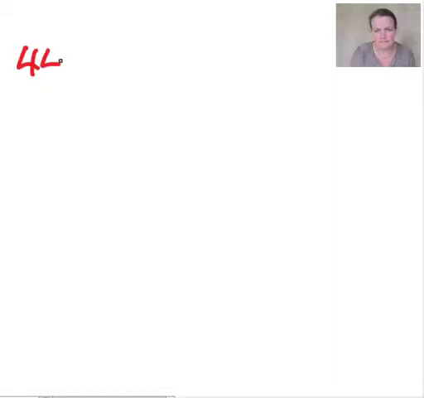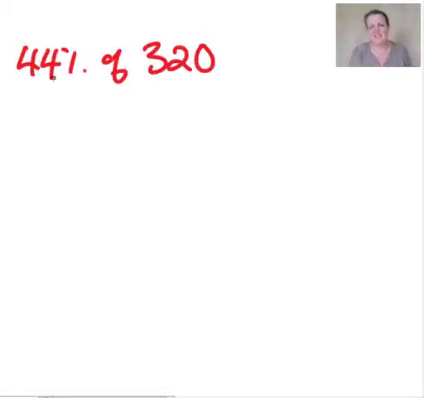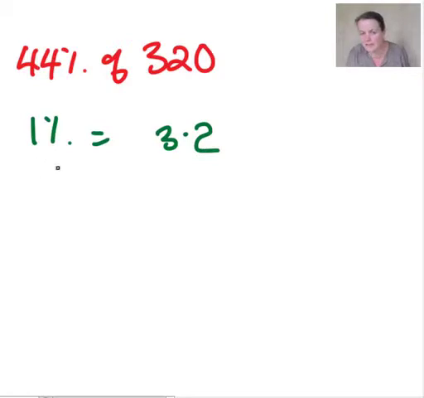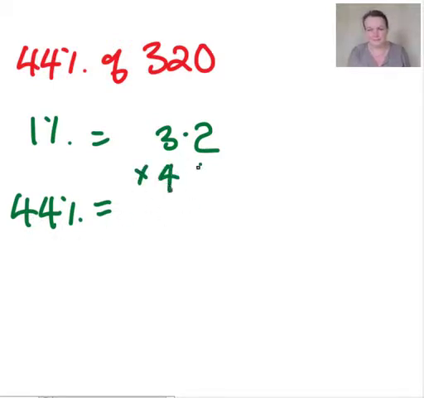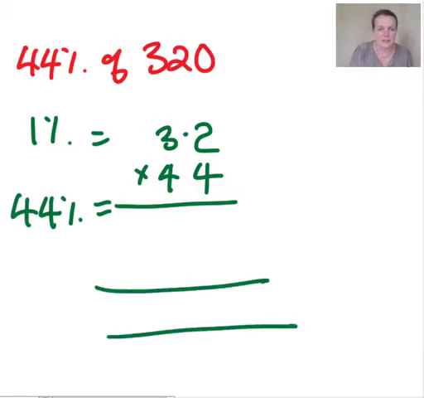44% of 320. Silly numbers. So find 1%. 1% equals, divide by 10, divide by 100, 3.2. But did we want 1%? No, we wanted 44%. So multiply that side by 44, multiply this side by 44. Big equals, little equals. Change the colours because I feel like it.